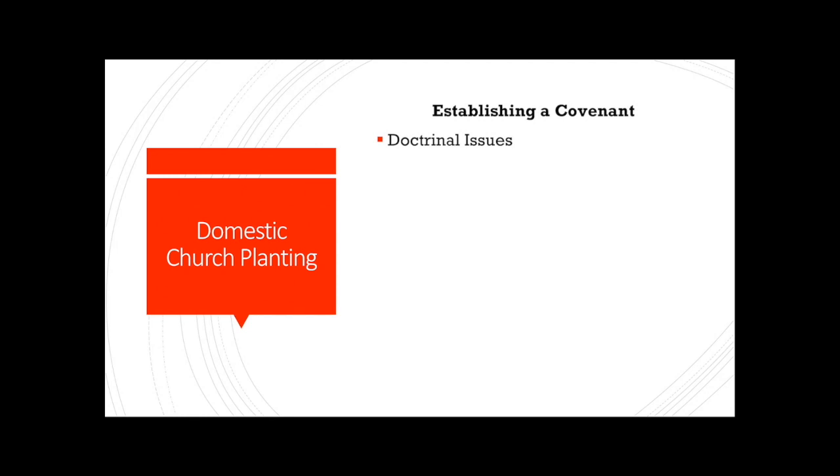Are the church planter and the new church in doctrinal agreement with each other and with the sponsoring church? Do they have a common statement of faith? Are there differences that both congregations can live with over non-essential matters, and have these issues been discussed?